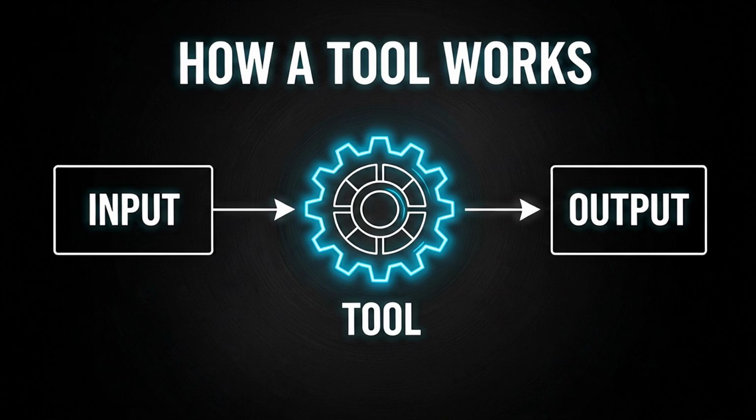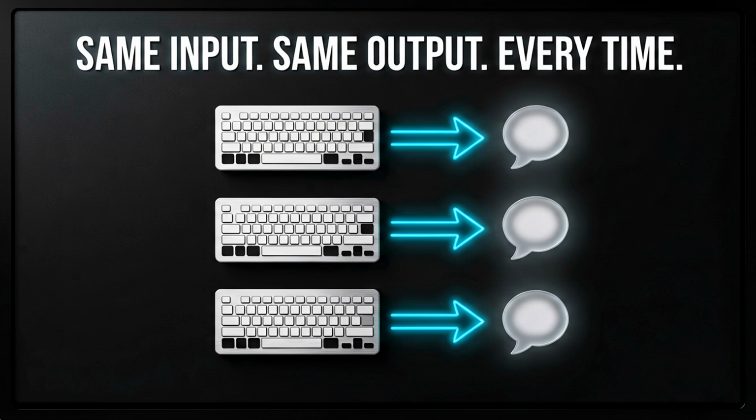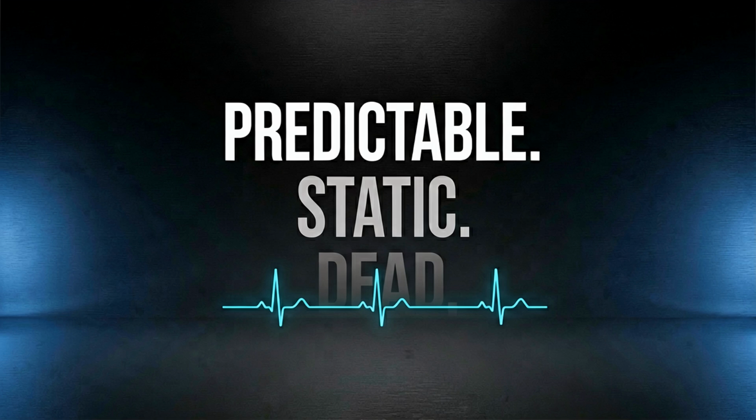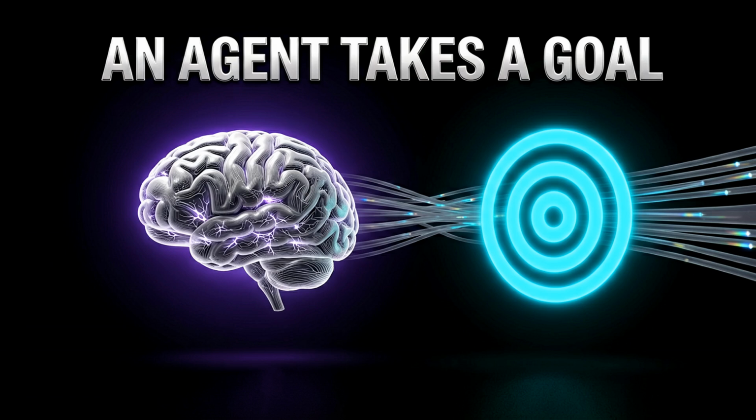Think about it like this. A tool takes an input and gives you an output. You type a prompt, you get a response. Every time. Same input, same output. Predictable, static, dead. An agent is different.